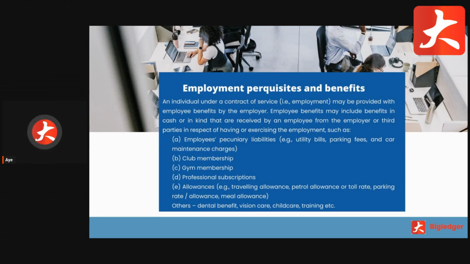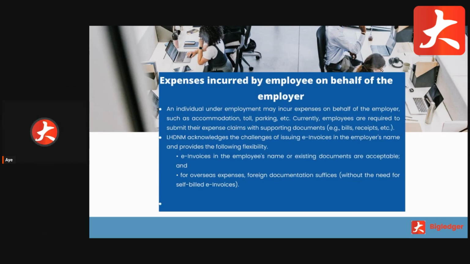So here, usually if you sign a contract with a company, they provide some benefits, for example, utility bills, parking fees, car maintenance, club membership, gym membership, professional subscription, or some allowance. Other than that, you also have expenses that the employee may pay first, and after that they will claim from the employer.